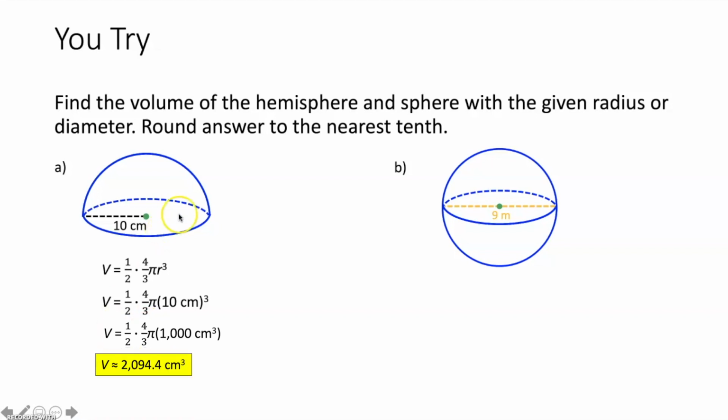And we end up getting that the approximate volume of this hemisphere, when we round to the nearest tenth, is going to be 2,094.4 cubic feet, or feet cubed. For B, doing the same thing, we want to find the volume of a sphere.